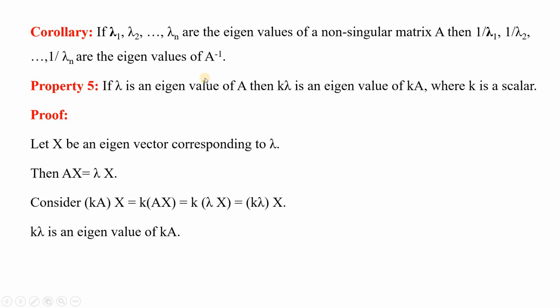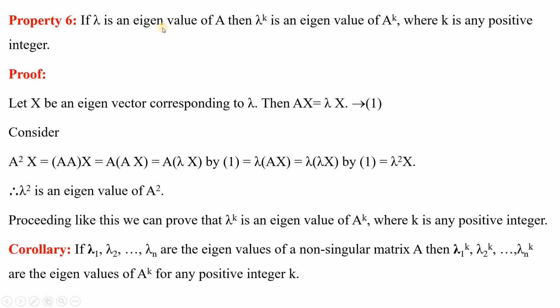In property 5, if lambda is an eigenvalue of A, then k lambda is an eigenvalue of kA, where k is a scalar. So we have Ax equal to lambda x, so considering kA of x, so k into Ax, and in the place of Ax we are substituting lambda x. So k lambda is a scalar, so we can take it out, so k lambda is the eigenvalue of the matrix kA.